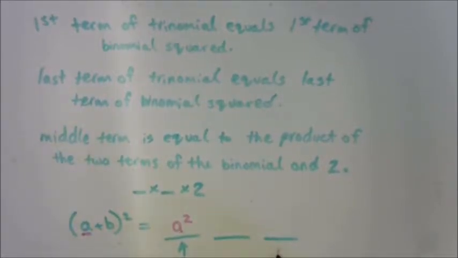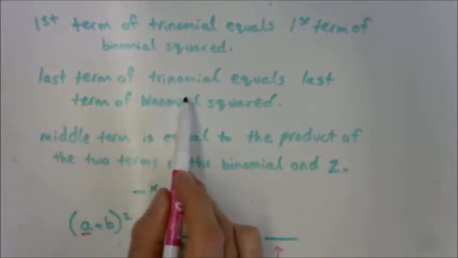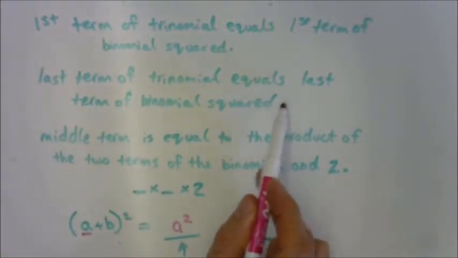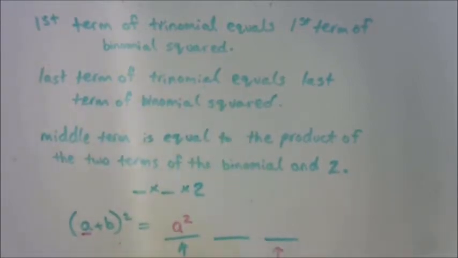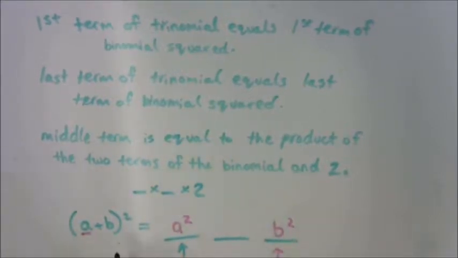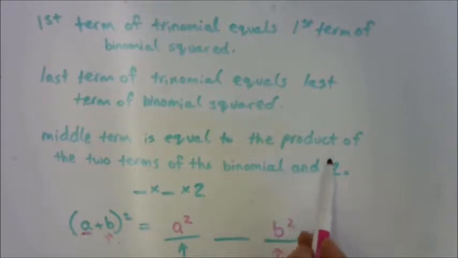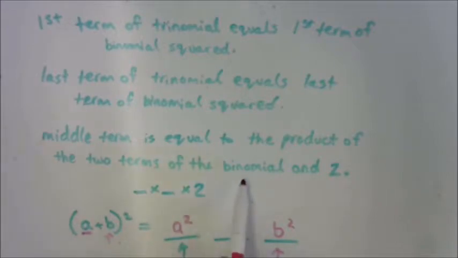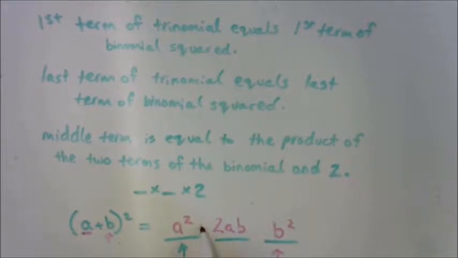Well, let's look at our last term in the trinomial. It says the last term of the trinomial equals the last term of the binomial squared. So what goes in this last blank? B squared. It's just the last term of the binomial squared. Boom, there it is. What about this middle one? The middle term is equal to the product, that's multiplication, of the two terms of the binomial. Here's one term, here's another term. Times 2. Not squared. 2ab. There's no squaring.